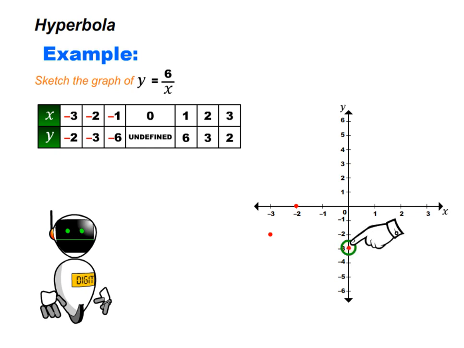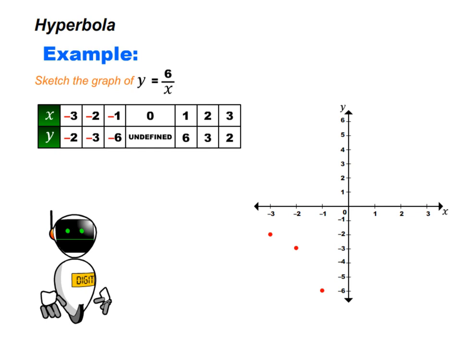Y is equal to negative 3 is here. They meet here. Let us put a dot where they meet. Let us find a place where x is equal to minus 1 and y is equal to negative 6 meet. And we put a dot.